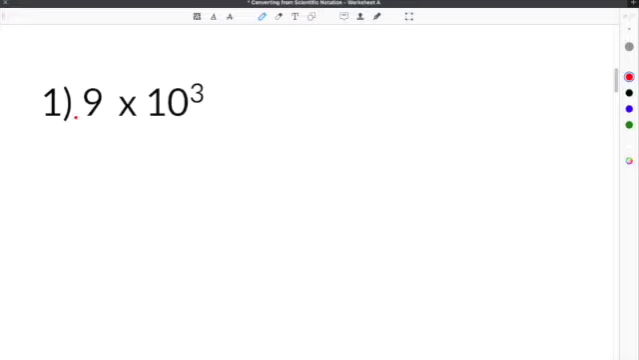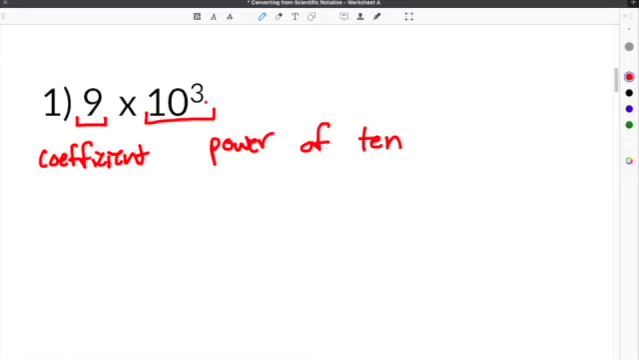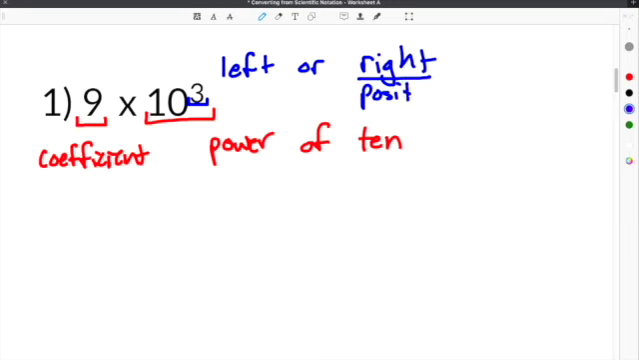Every number written in scientific notation has a coefficient times a power of 10. The power of 10 tells you how many times you have to move the decimal point. This exponent in particular tells you how many times the decimal point moves, either to the left or to the right. If this exponent is positive, it will move the decimal point to the right. And if this exponent is negative, it will move the decimal point to the left.